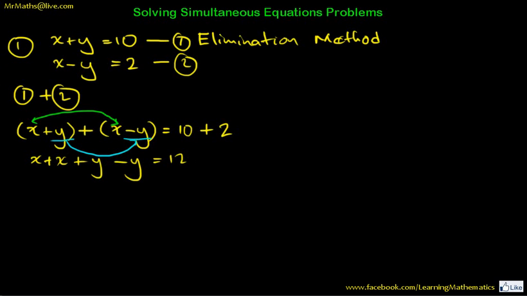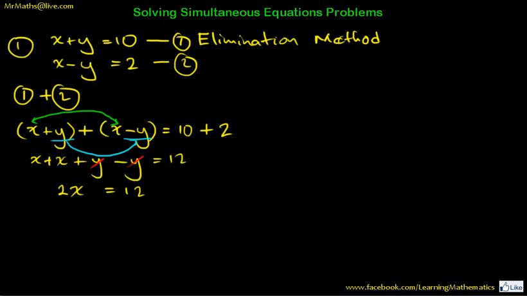Okay, now let's take a look here. X plus x is 2x. Okay, you need to know algebra to do this. Okay, 2x. What about y minus y? Y minus y is nothing. It's 0. Everything is gone. So we don't have any more y's there. We have only x. And the right hand side of the equation is maintained at 12.